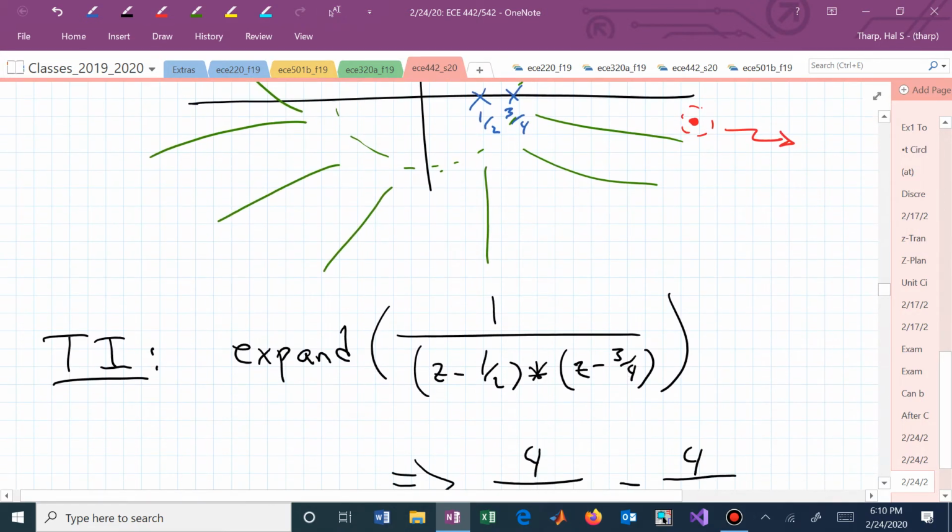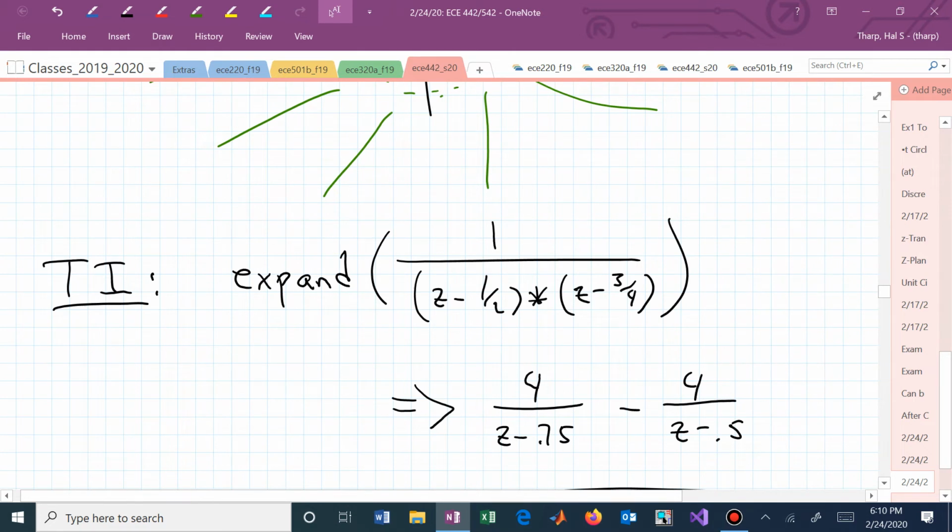And if you were doing this again with your calculator, you would want to make sure that you were expanding f of z over z, not f of z. You would expand f of z over z, which was 1 over z minus 1/2 times z minus 3/4, and it will now do that for you. You'll obtain the minus 4 for the A bar and the 4 for B bar.